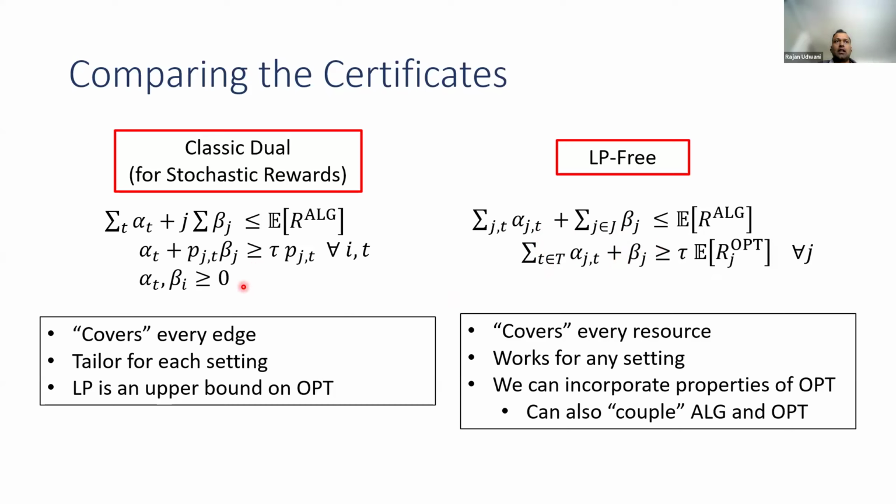Another thing related to the left-hand side is that this is an upper bound on opt, and the right-hand side, as we'll see, is tight. Furthermore, I can incorporate some properties of opt and also couple opt and ALG together inside of this LP-free framework. All right. Any other questions related to the two?